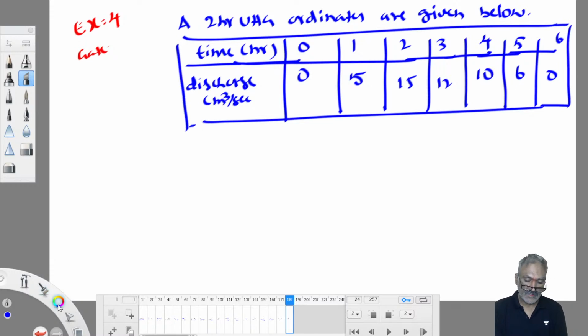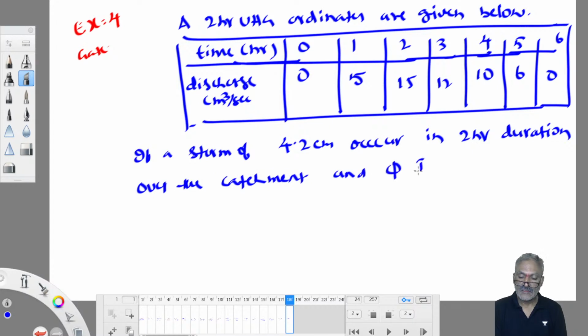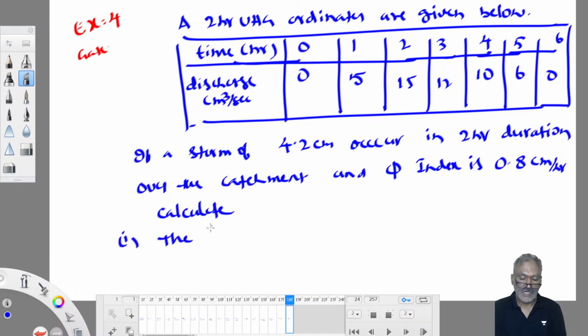And what are you expected to work out? If a storm of 4.2 centimeters occurs in a 2-hour duration over the catchment, and the phi index is 0.8 centimeter per hour, calculate 1. The maximum discharge of the resulting direct runoff hydrograph. Maximum discharge means peak ordinate only.